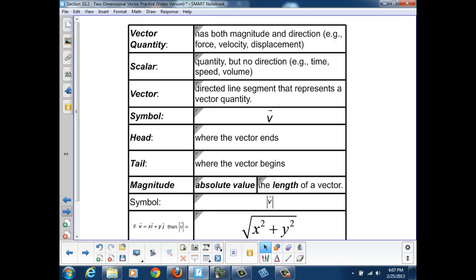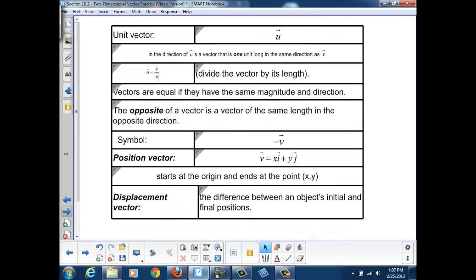The head is where the vector ends. The tail is where the vector begins. Magnitude, absolute value, and length of a vector all mean the same thing. When we're talking about those three things, we use those absolute value bars. To calculate that quantity, we take the square root of the horizontal component squared plus the vertical component squared. Our unit vector, we typically use u to describe the unit vector, and it's in the direction of v, and it's 1 unit long. To calculate u, we take our vector and divide it by its length or its magnitude.